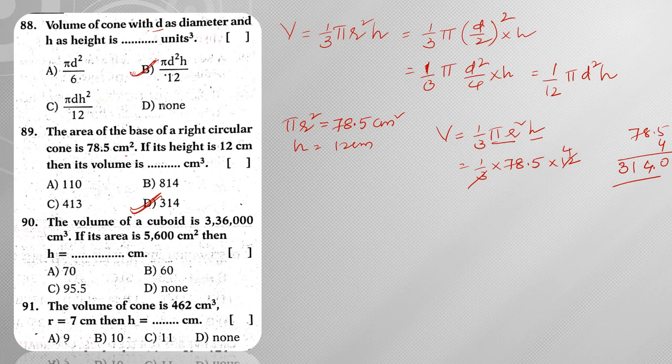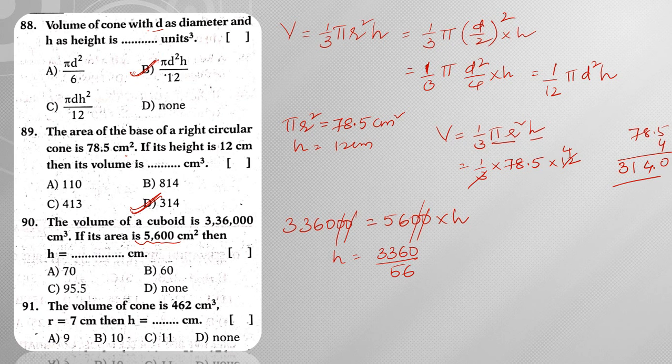Next, the volume of cuboid is 3,36,000 centimeter cube. If its area is 5,600 centimeter square, that is nothing but base area, then height is. So already we know, volume is length into breadth into height. So 3,36,000 is equal to 5,600 into height. Now I can cancel out two zeros. From this h is equal to 3360 divided by 56.